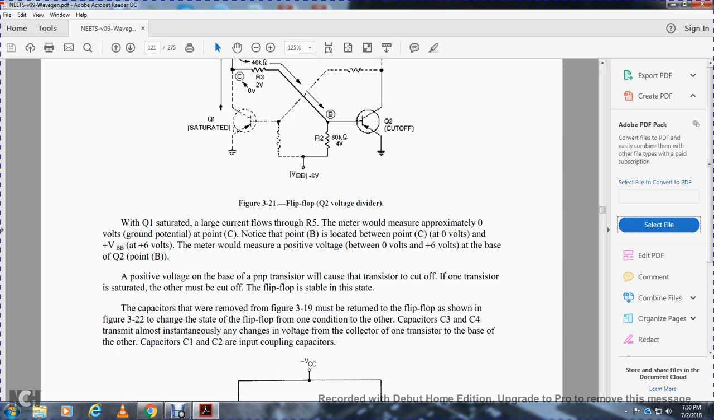A positive voltage at the base of the transistor keeps it cut off, while the other transistor remains saturated. With this, the flip-flop is stable. The capacitors that were removed in figure 3-19 must be returned to the flip-flop, as shown in figure 3-22.